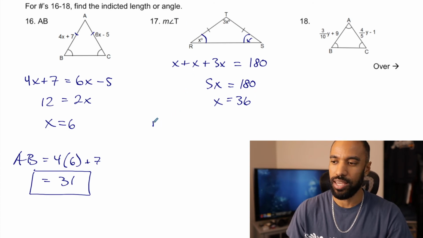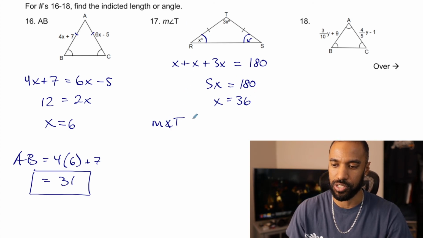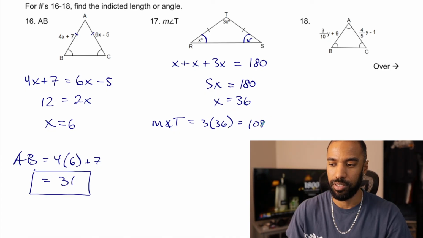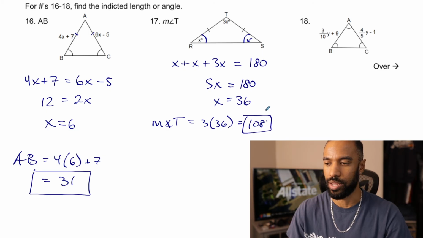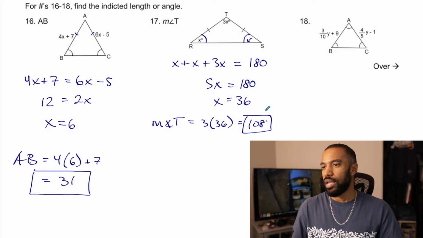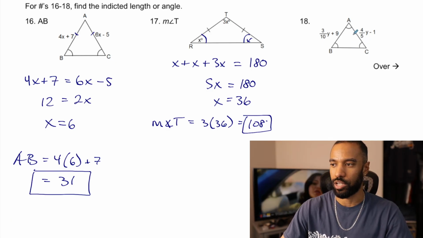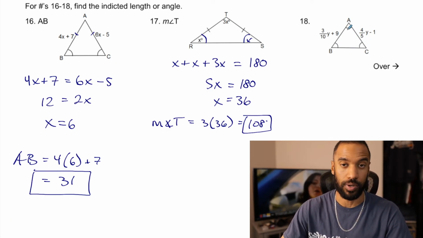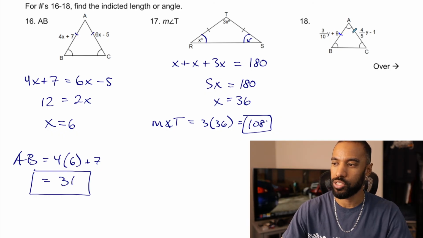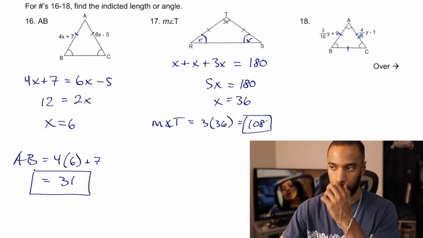The measure of angle T is 3 times that 36 there, which is 108, I believe. 108 degrees. Use the units there. Now this triangle is an equilateral triangle. All angles are congruent. That actually makes them all 60 degrees, just so you know. But that makes all sides equal to each other. Doesn't really matter.